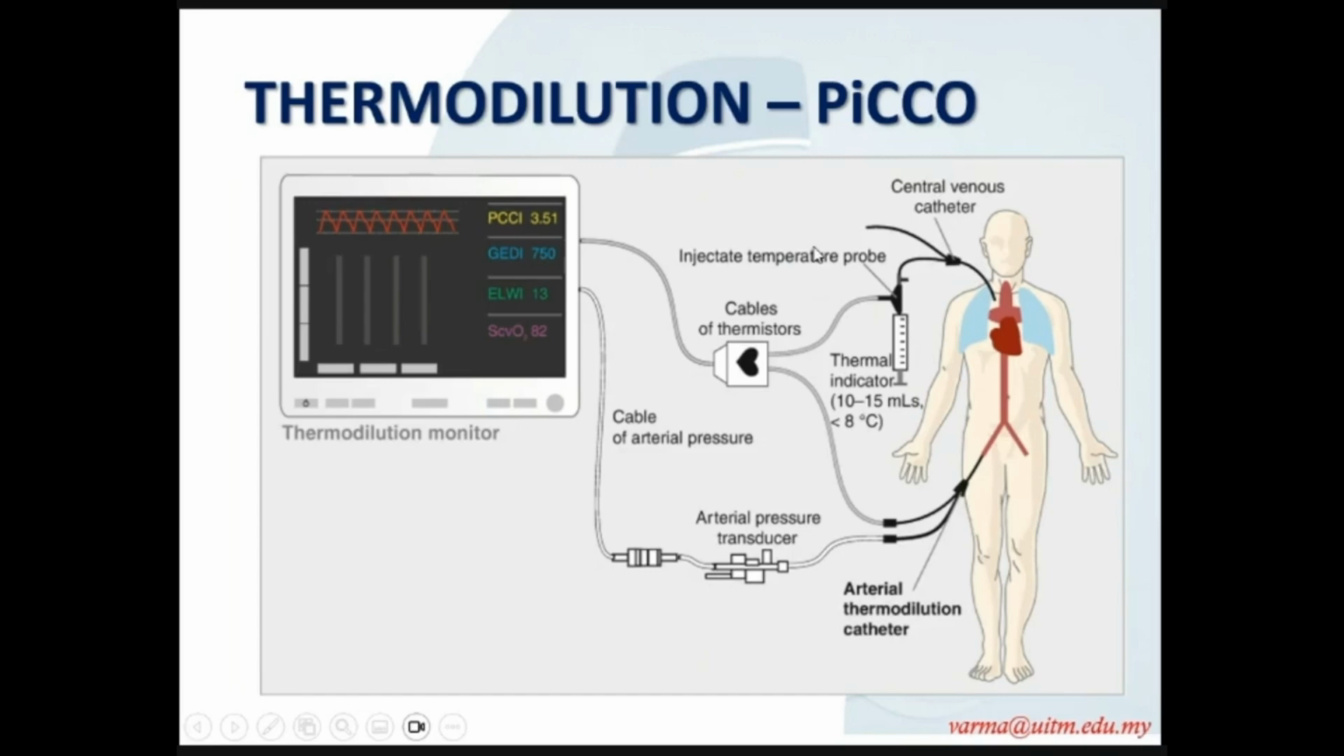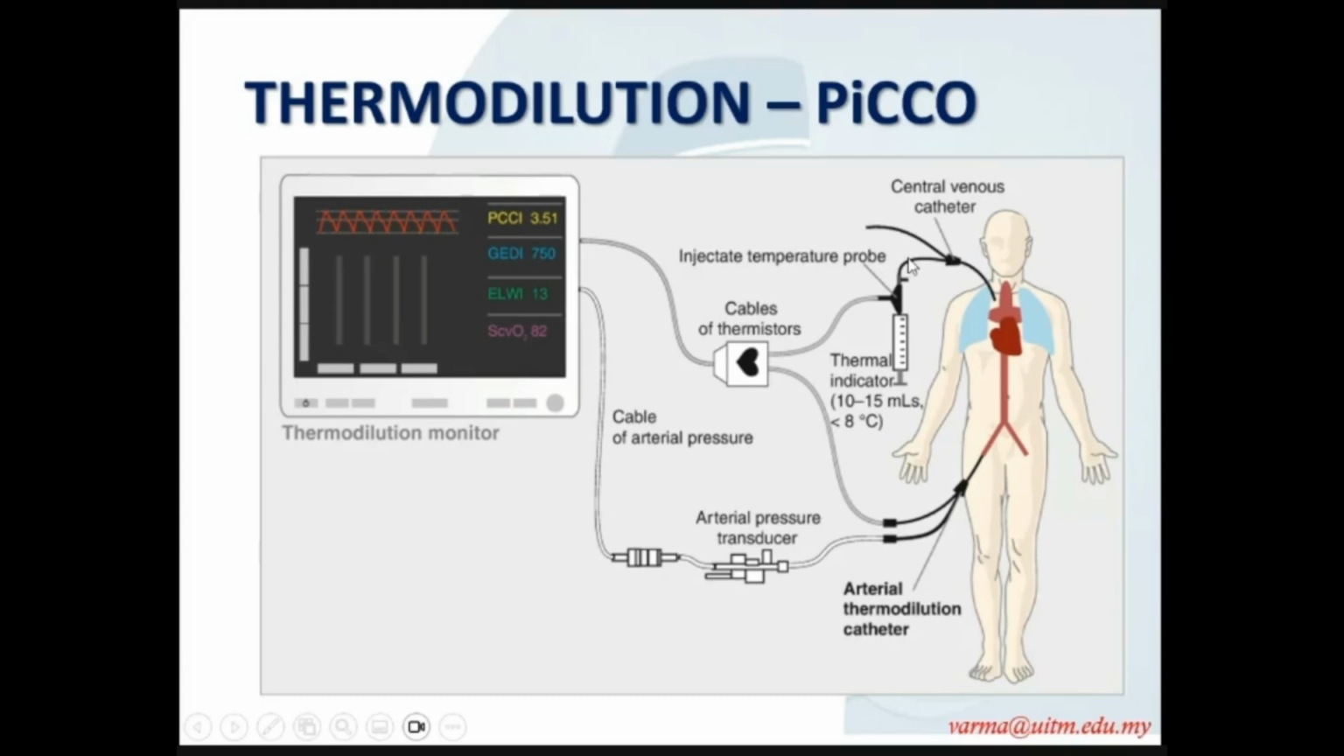The central venous catheter, this is where we inject. This is connected to the cable of thermistors, and then the PICO arterial thermodilution catheter is down there. This is where your femoral artery sits. So that's where the changes happen.